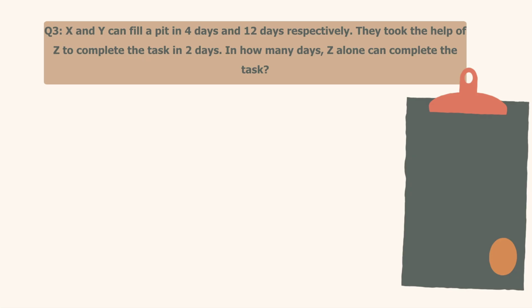Okay, I hope you have solved the question by yourself. So how do we write this? We have 1 by X equal to 1 by 4, work done by X in a day. 1 by Y, work done by Y in a day, 1 by 12. Z we don't know, so we will write it as 1 by Z. We have to calculate that.